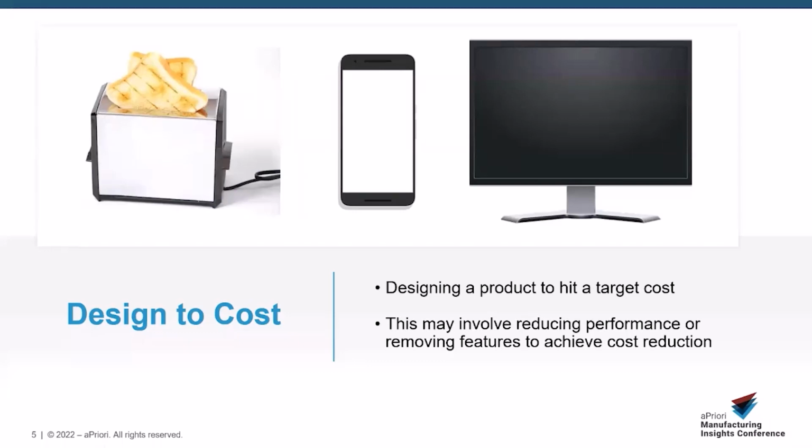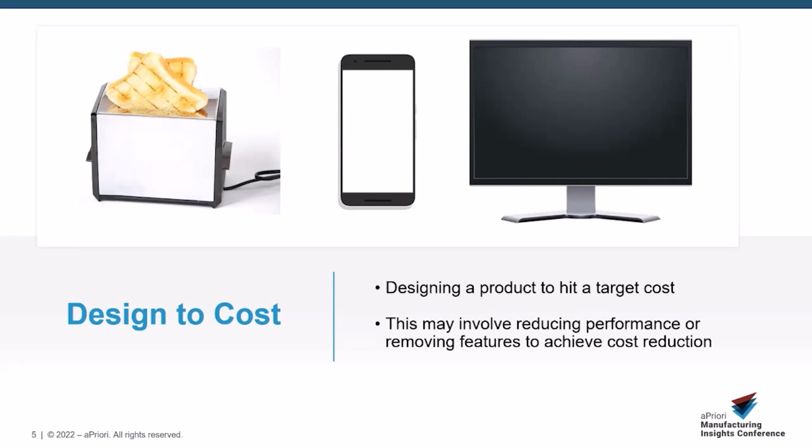Let's start with the concept of design to cost. The core concept behind design to cost is designing a product with a focus on hitting a specific target cost. While there are many ways to reduce cost, this may include removing functionality or discarding expensive features. There are lots of examples of products that are designed with the intention of hitting a specific cost. Let's say we're designing a pop-up toaster.